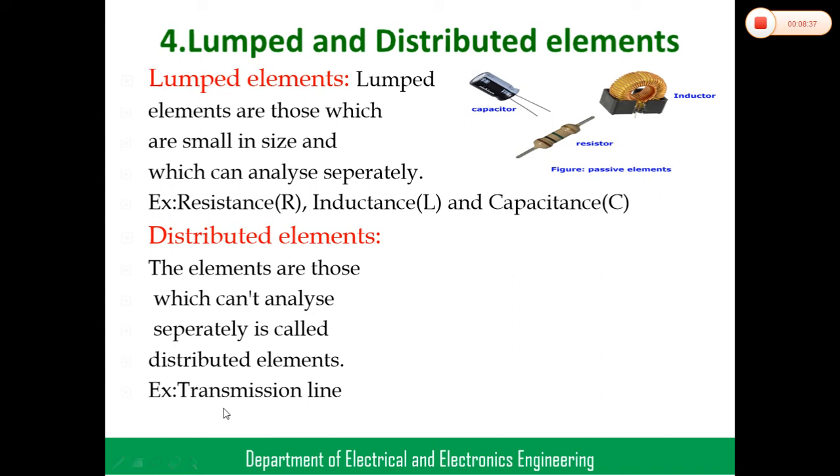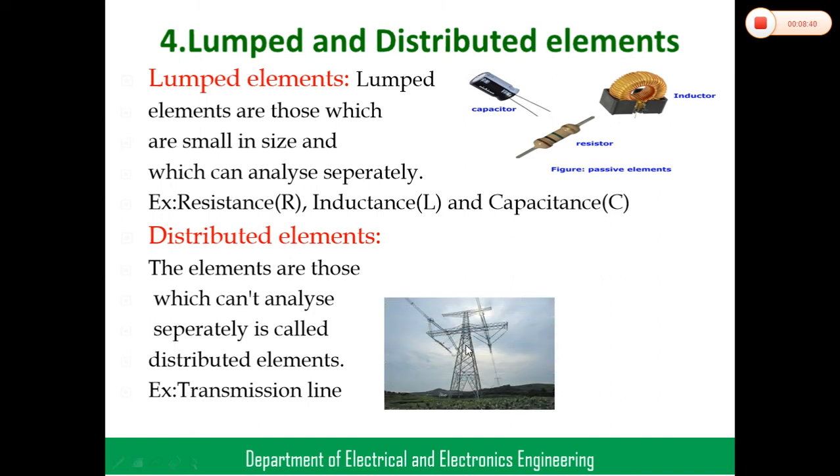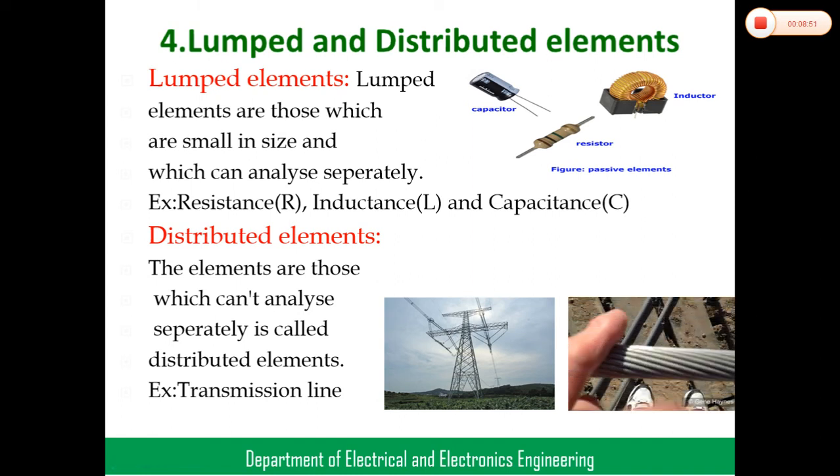Okay, the example is the transmission line. So here I am taking this transmission line. We know that the nearby highways or nearby roads we regularly see have this. So I have taken one conductor in the transmission line. The conductor itself has the characteristics of resistance, inductance, and capacitance, but we cannot analyze them separately. Its characteristics have resistance, inductance, and capacitance also, but we cannot analyze them separately.